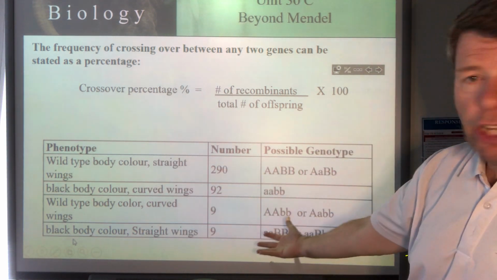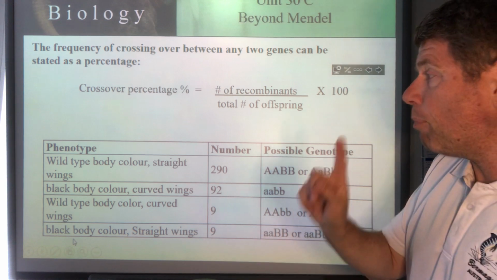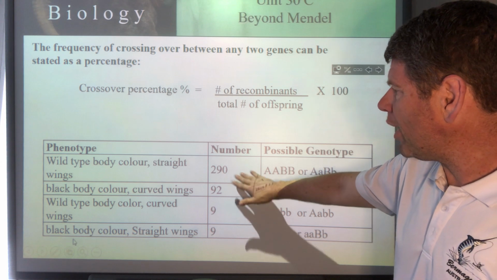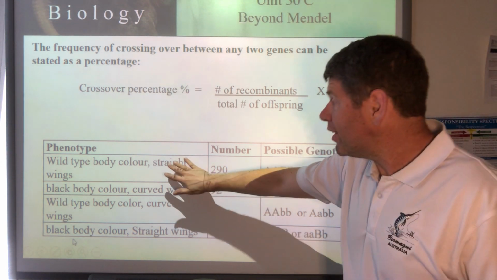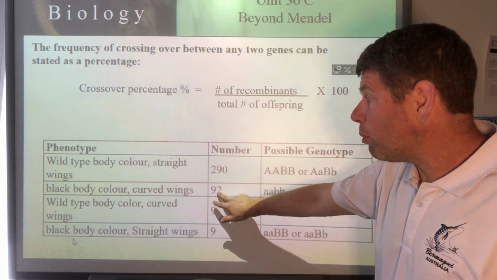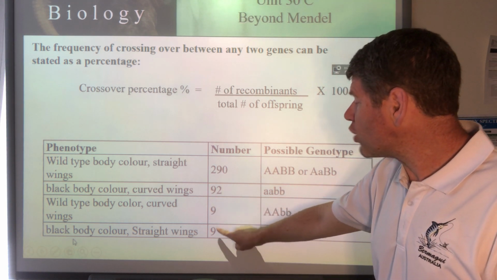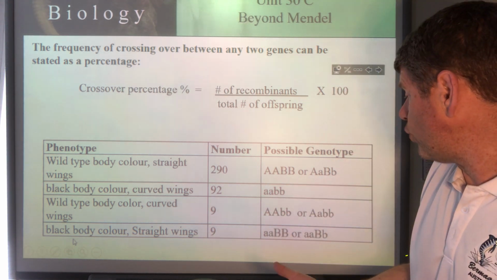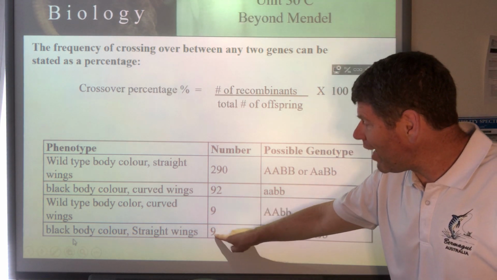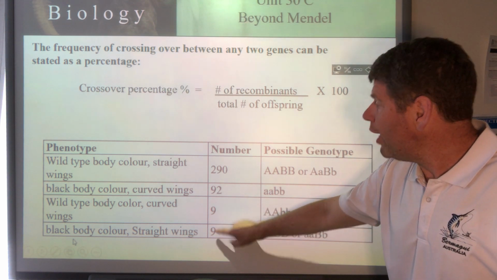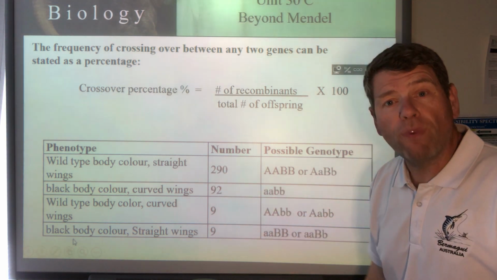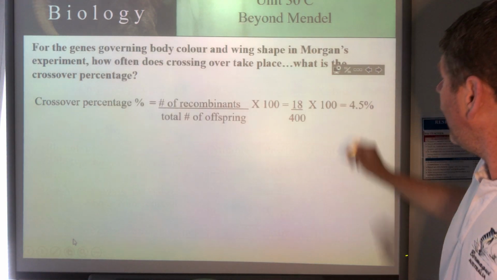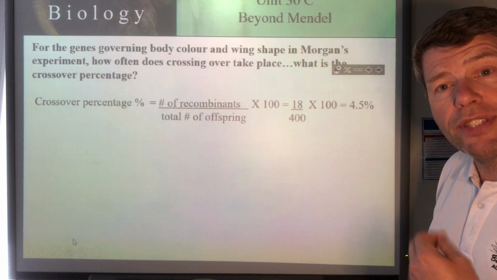So let's say these were the actual results from the cross, where we were looking at body color and shape of the wings. And remember that we get approximately a 3-to-1 ratio of the double dominant trait to the double recessive, but then we saw small numbers of the recombinants where they had the one dominant trait and the one recessive trait. So you can see here that we have 18 total recombinants. If we added up the total number of offspring, we would get 400. So in the next slide, we actually do the math, and we end up with an answer of 4.5%.